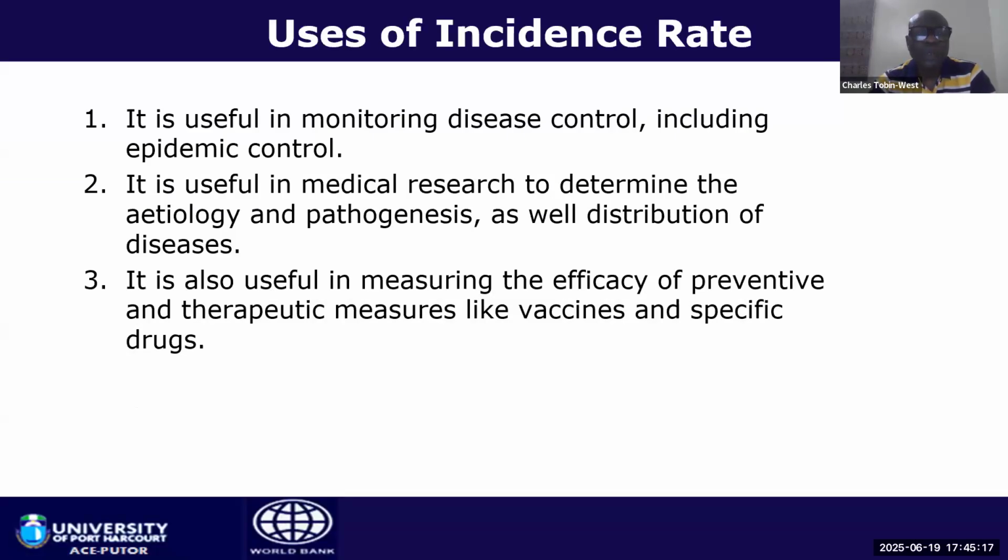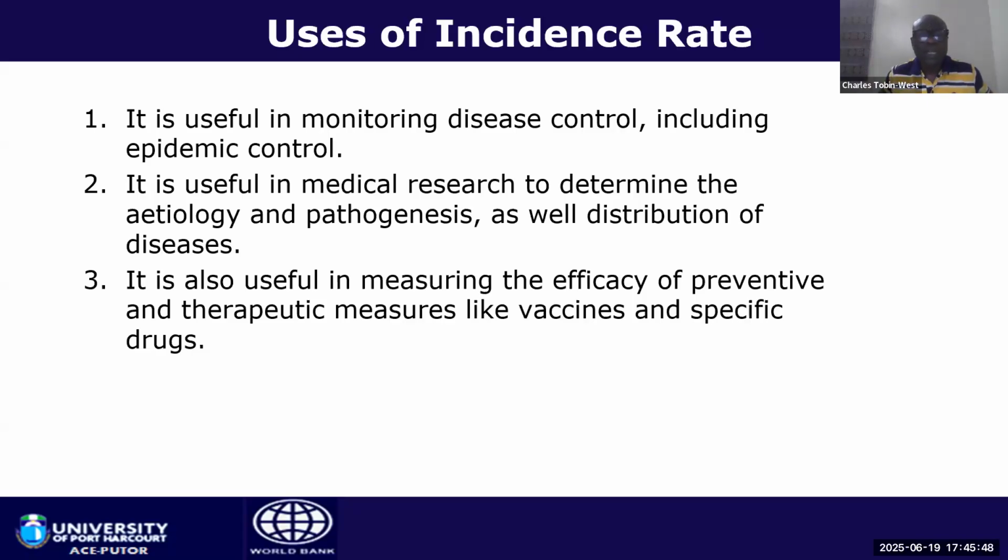So what are the uses of incidence? It is useful in monitoring disease control, including epidemics. Incidence is very important in public health control. It is the most important yardstick with which we monitor our control programs. For instance, when you say HIV control program or malaria control program or neglected tropical disease control program.